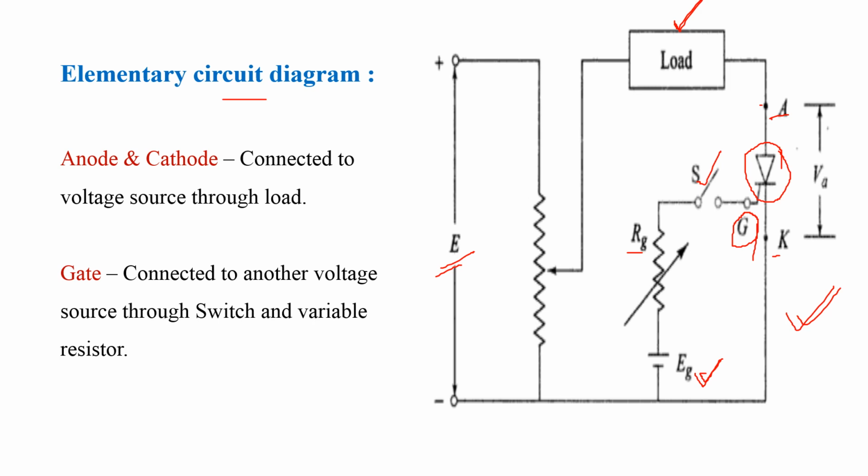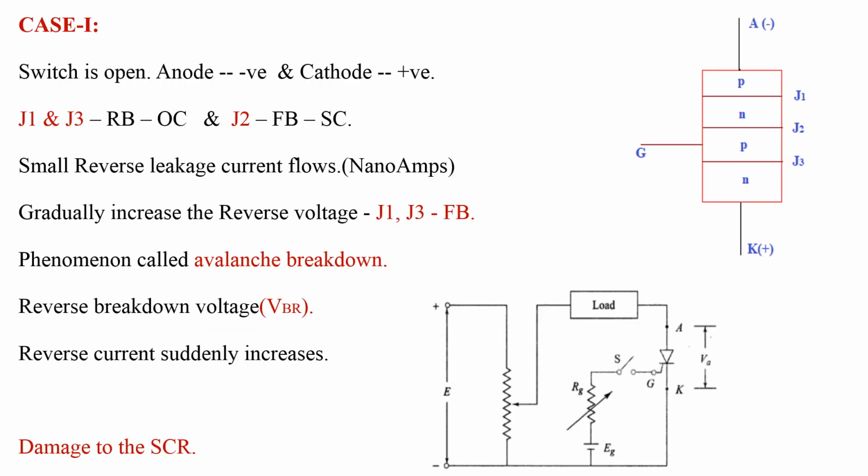The same is explained here. The anode and cathode are connected to the external voltage source through the load. Similarly, the gate terminal is connected to another voltage source through the switch and variable resistor. That other voltage source is EG, which is connected to the gate terminal through variable resistor RG and switch S. Now, by using the elementary circuit diagram, we are going to obtain the static VI characteristics.